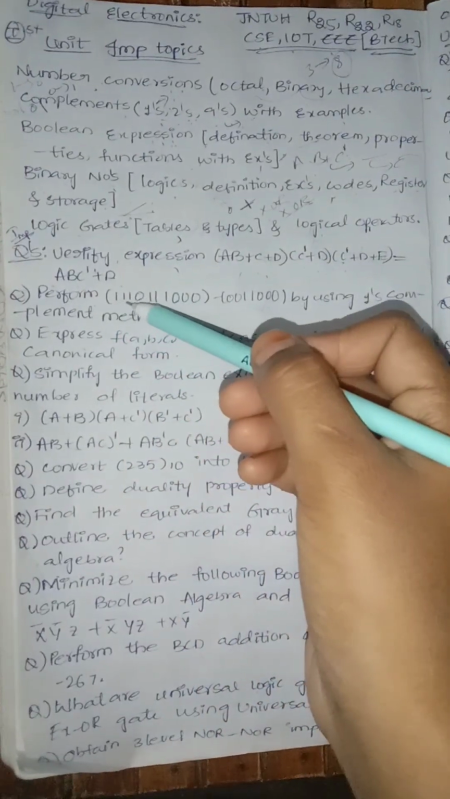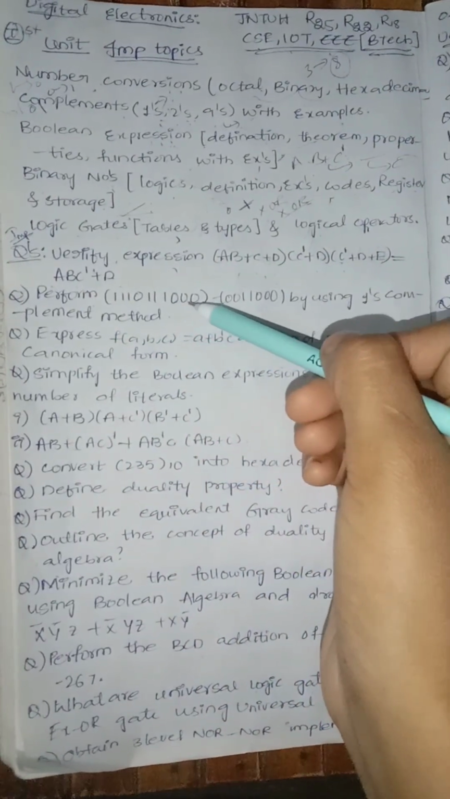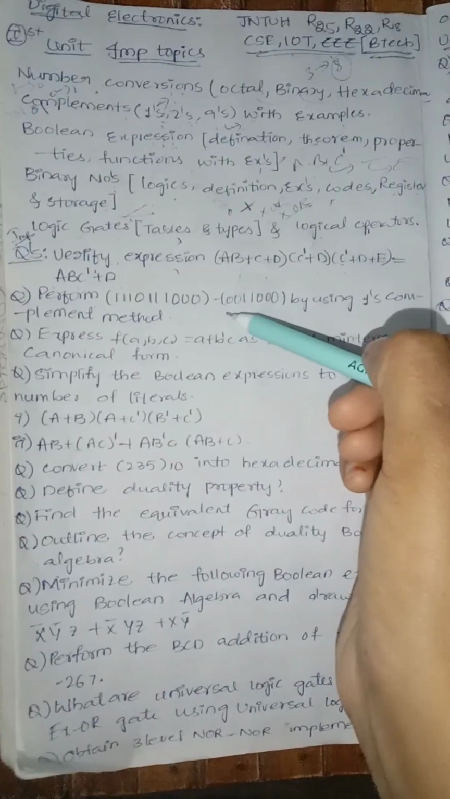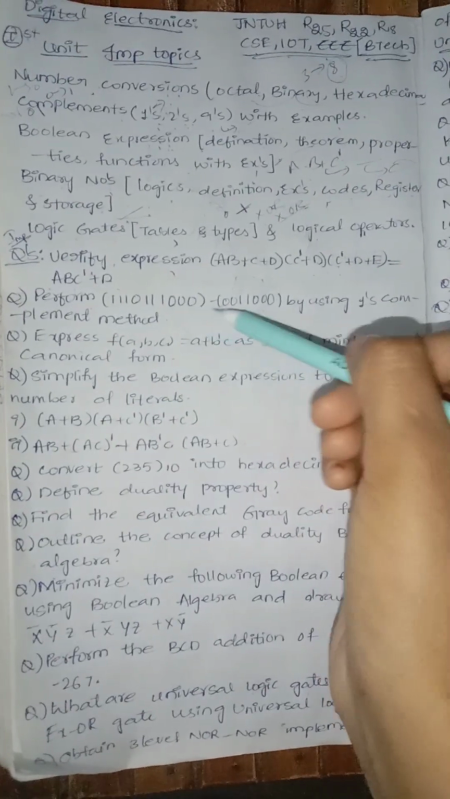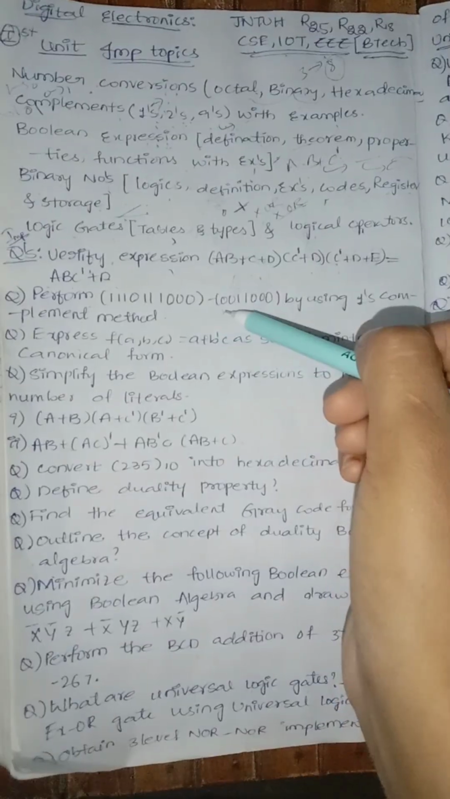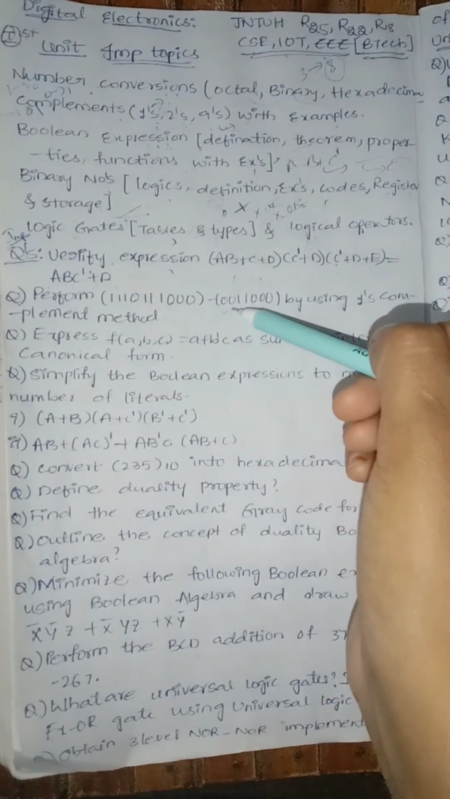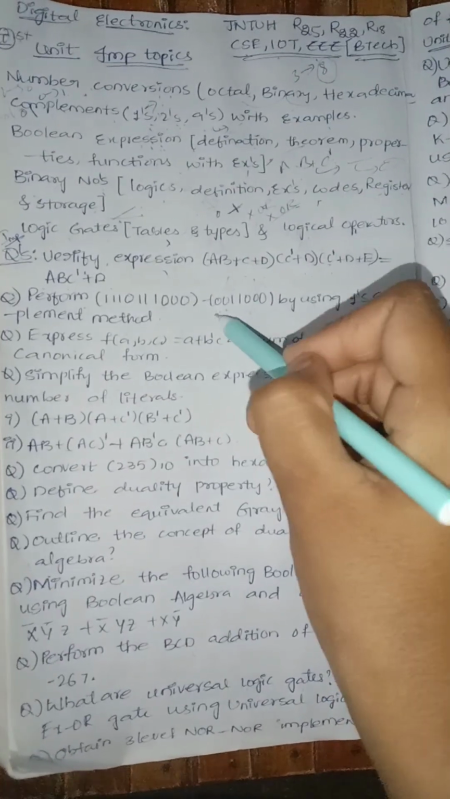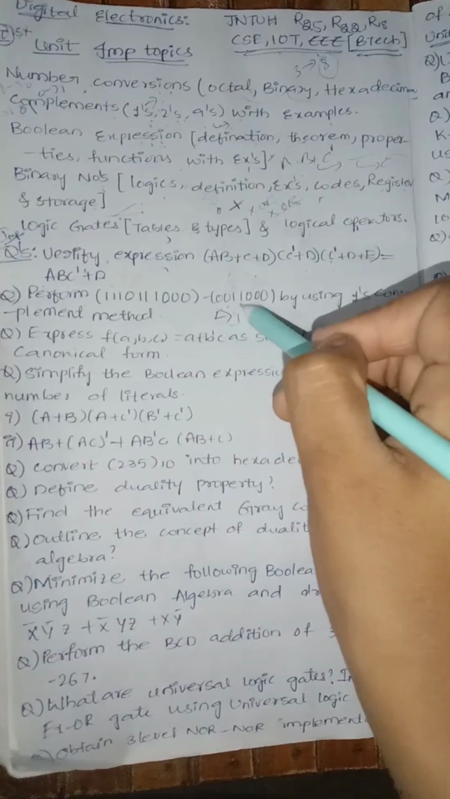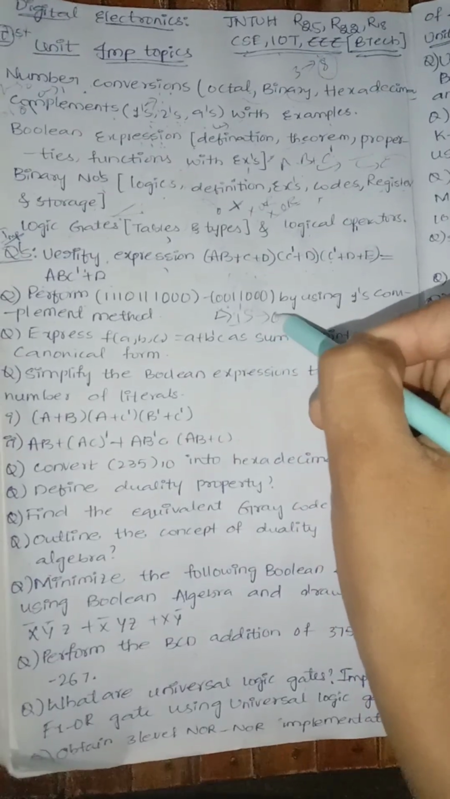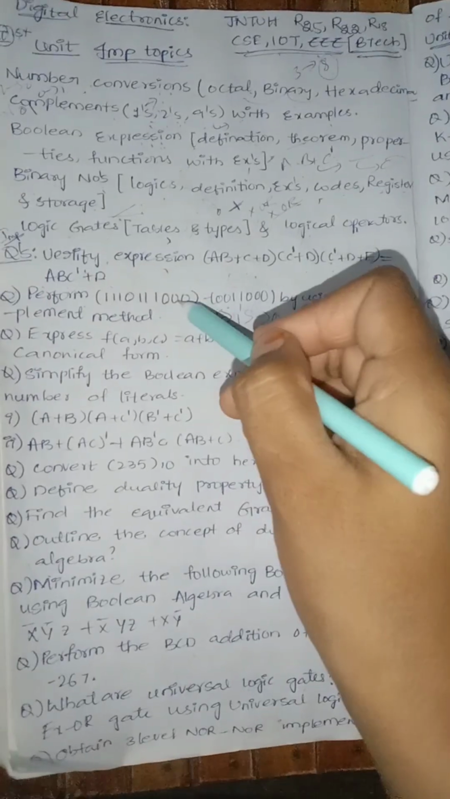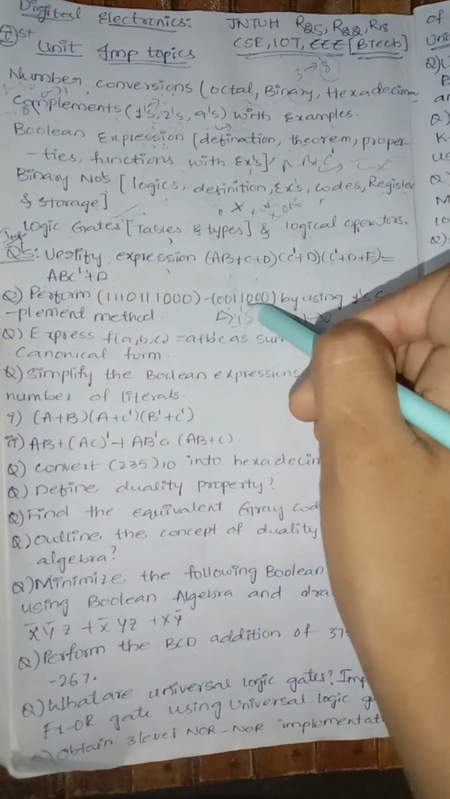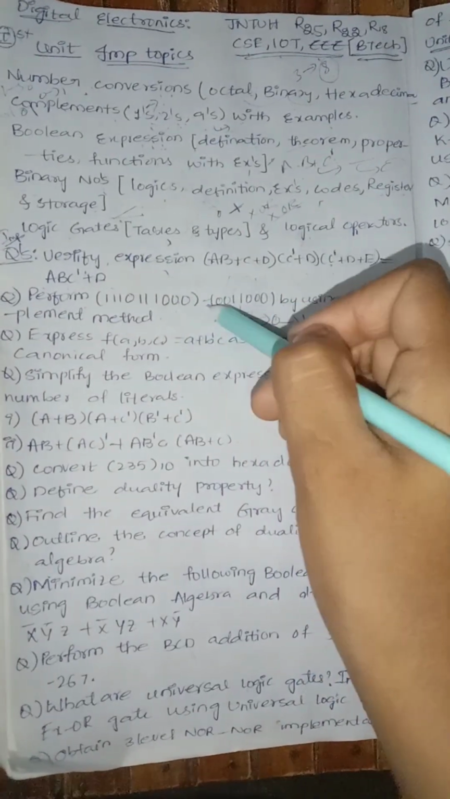Perform 1110111000 minus 00110000. For subtracting, there is no direct formula. In case of binary, we need to convert this into ones complement by replacing 0 as 1 and 1 as 0. By writing its ones complement plus 1, we use this formula for subtraction.